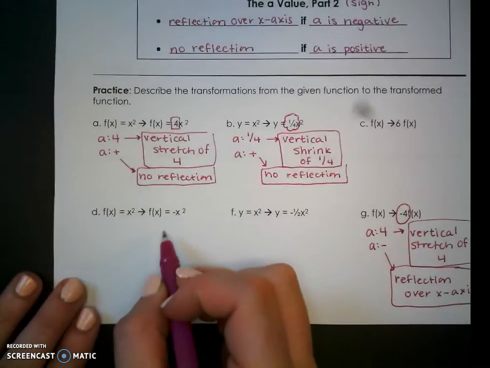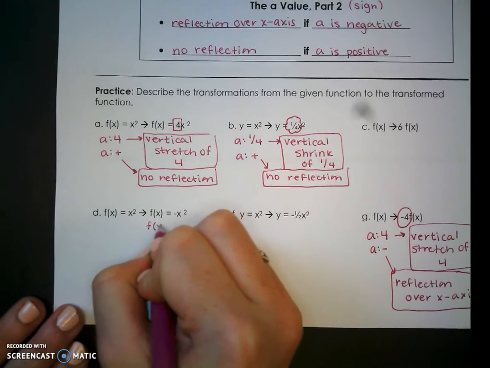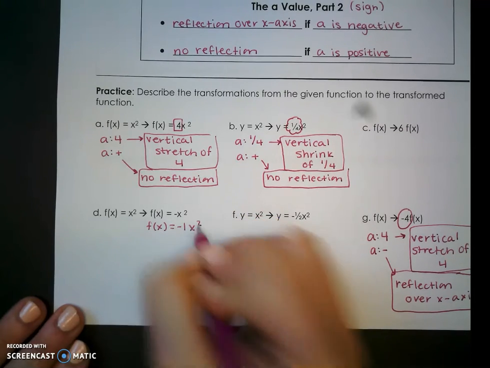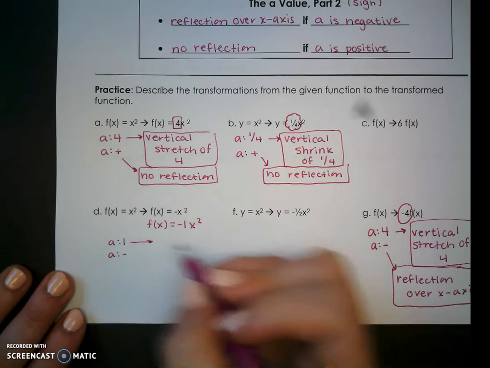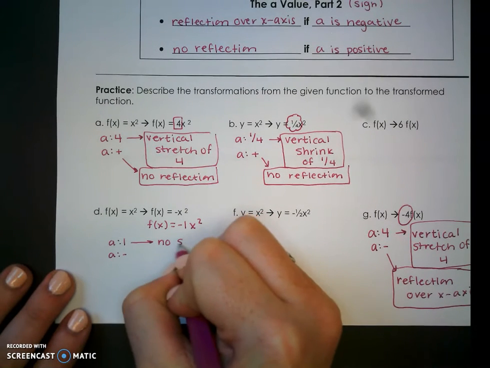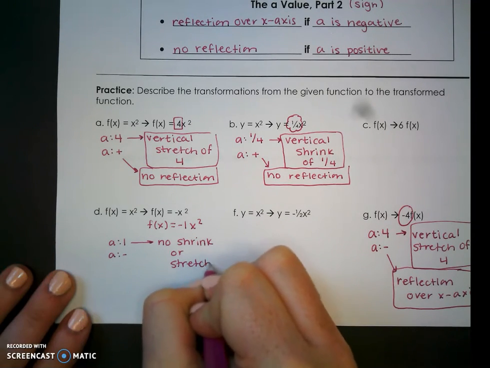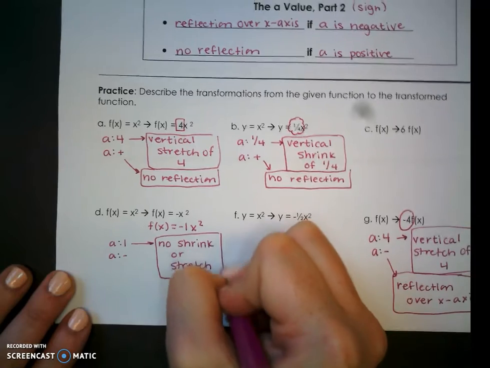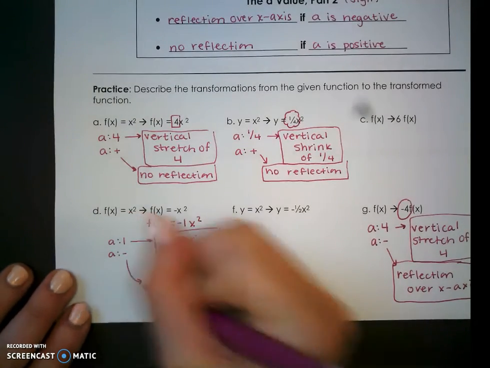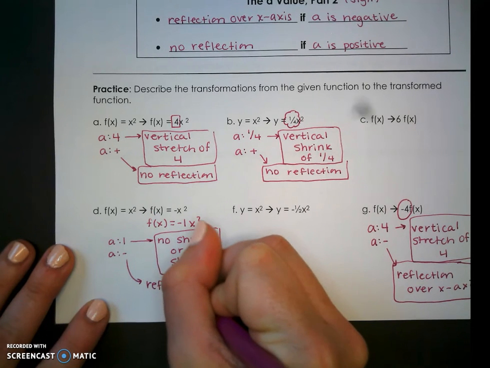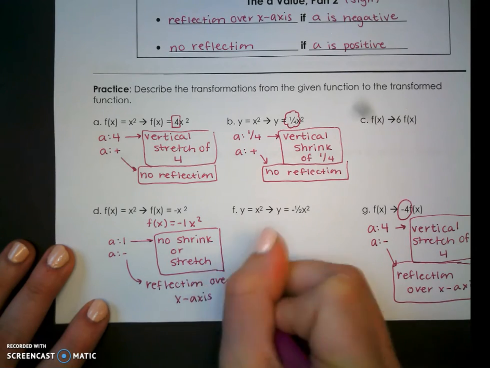And do one more with you guys. Letter D is f of x is equal to -x squared. Remember, that's the same thing as -1x squared. So my number part is 1, my sign is negative. If a is just 1, there is no shrink or stretch. So it's just going to stay the same width. It's not going to get skinnier, it's not going to get fatter. And if a is negative, there's a reflection over the x-axis.